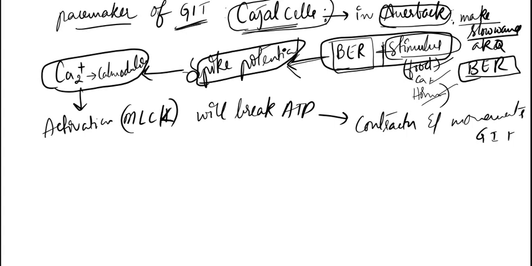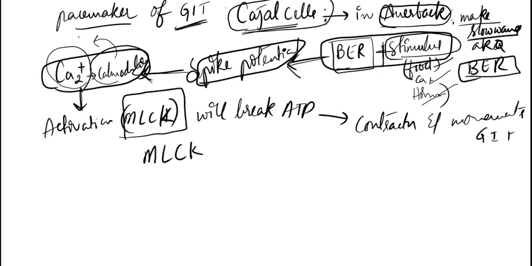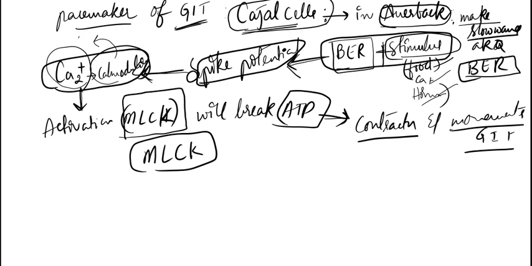These spike potentials lead to binding of calcium to calmodulin. What is calmodulin? It is a calcium binding protein. So calcium binding to calmodulin leads to activation of myosin light chain kinase, MLCK, which will break ATP. Okay, this in turn leads to contraction and movements in the GIT.